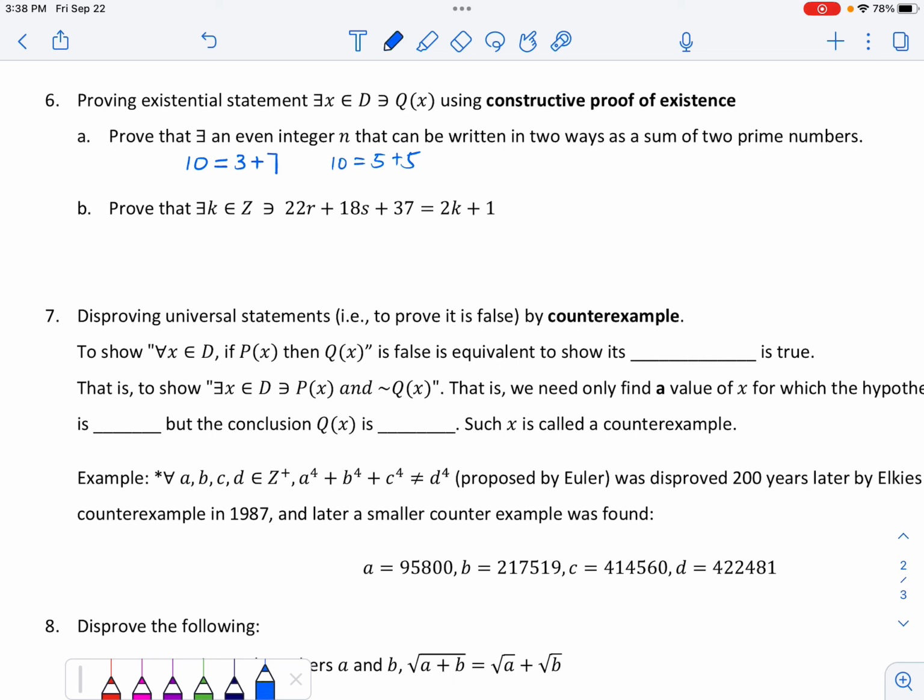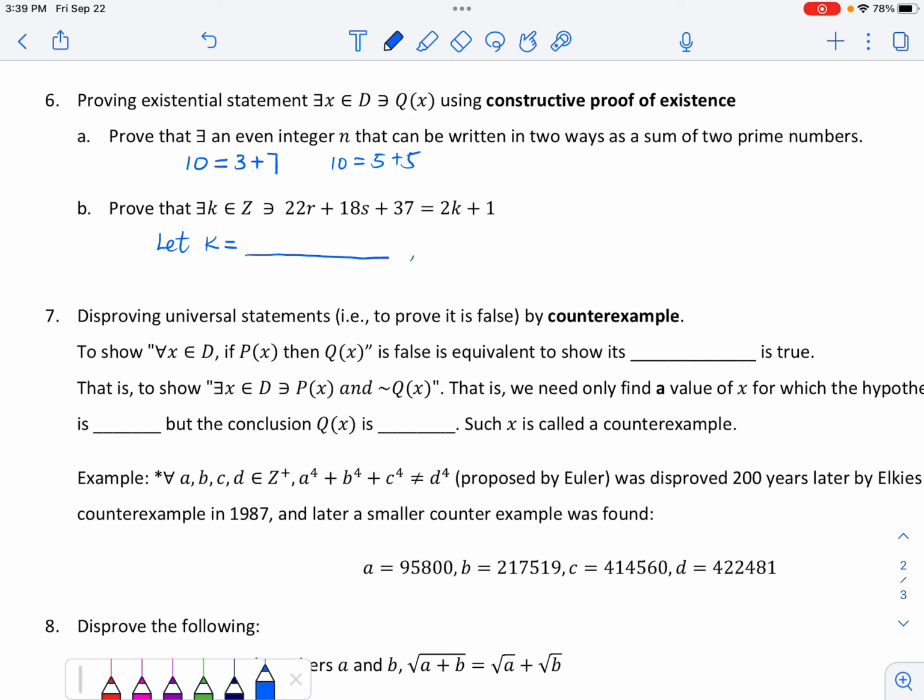So here, we just give one example, just construct one example to prove this is true. Now take a look at the second one. There exists k in Z, so k is an integer, such that 22r plus 18s plus 37 is equal to 2k plus 1. So that means you just try to find k. So let k be something. This is what you are trying to find.